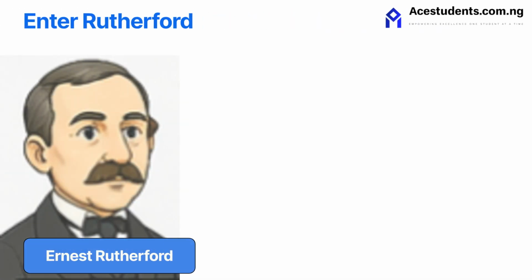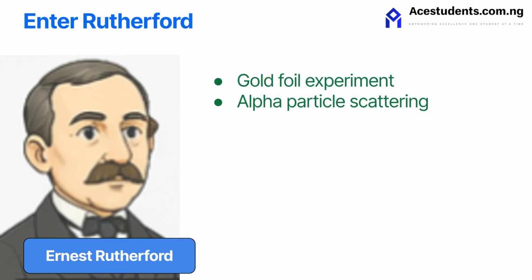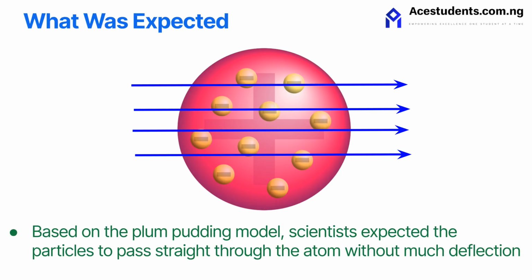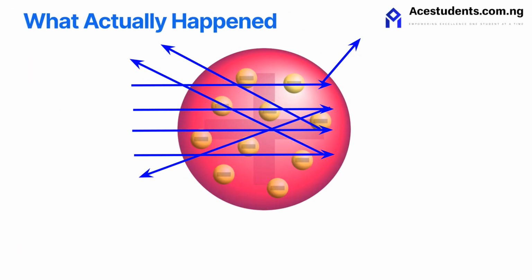Ernest Rutherford entered the scene with his famous gold foil experiment, also known as the alpha particle scattering experiment. This test would challenge the plum pudding model. Based on the plum pudding model, scientists expected the alpha particles to pass straight through the atom with minimal deflection due to the spread out charge. The results, however, were surprising.